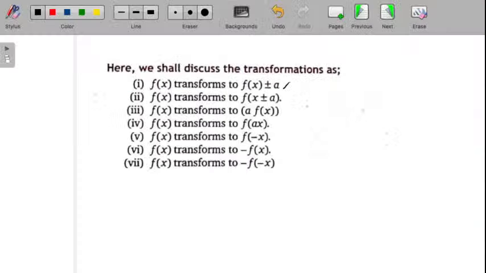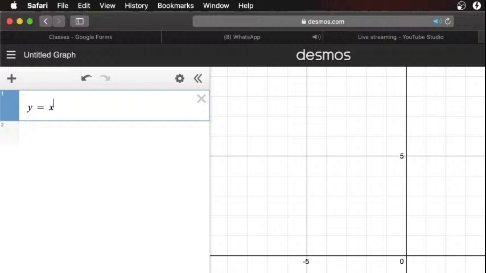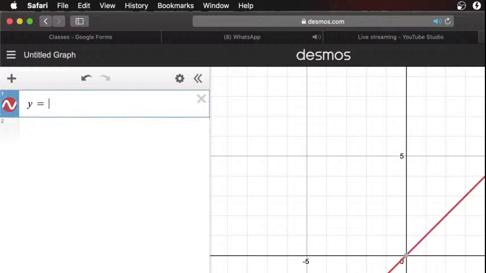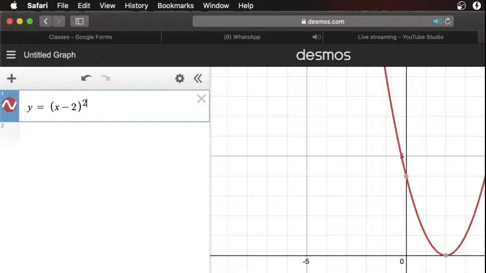Let's look at certain other transformations. The transformation of f of x plus or minus a, as we have discussed, is the shifting of the graphs. The shift would be to 2 comma 0 here because the shift is to the point 2.